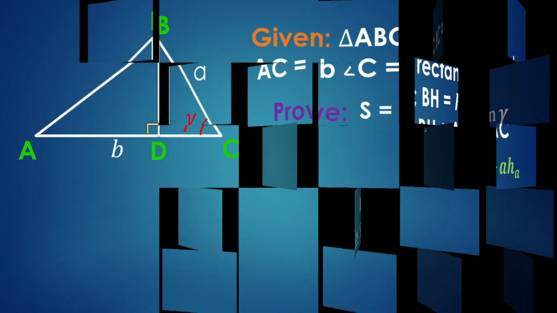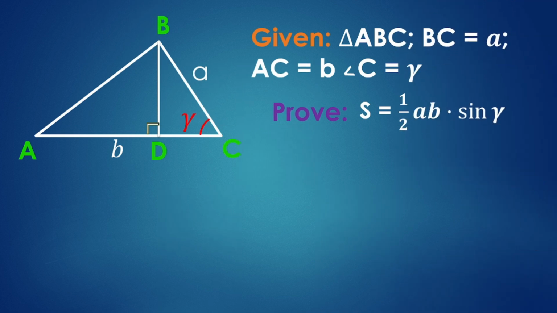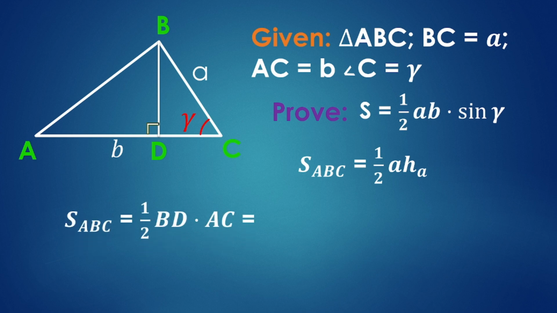I can also prove to you that we can find the area of a triangle using two adjacent sides and the sine of the angle between them. So we know from the previous slide that we can find the area of a triangle as half the product of the height times the side to which this height is drawn. So the area of triangle ABC is 1/2 times BD times AC. Instead of AC, I will substitute B.